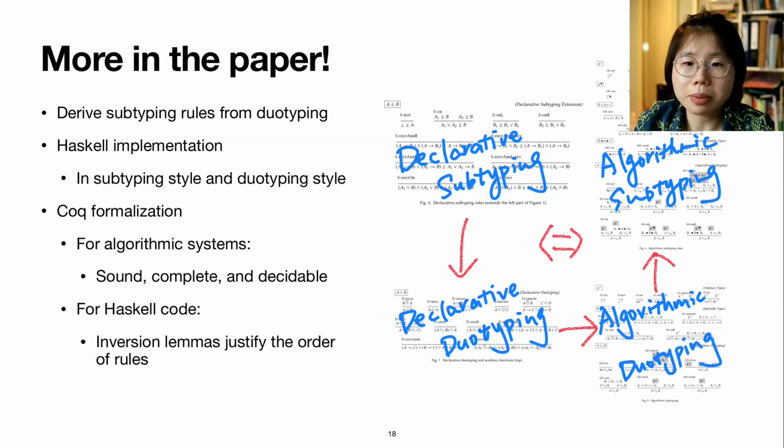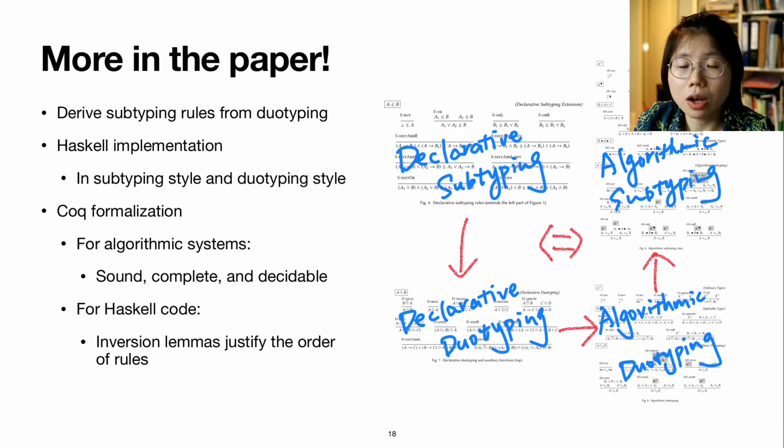And the algorithmic subtyping formulation we have is actually derived from the dual typing formulation, which is an algorithmic version of the declarative dual typing. So we have two declarative systems and two algorithmic systems. In our paper, we prove that the four systems are all equivalent. Also, we have a Haskell implementation in both subtyping style and dual typing style. We have a Coq formalization that contains all the systems and the proofs for our algorithm to be sound and complete with respect to the declarative system, and the decidability of it.